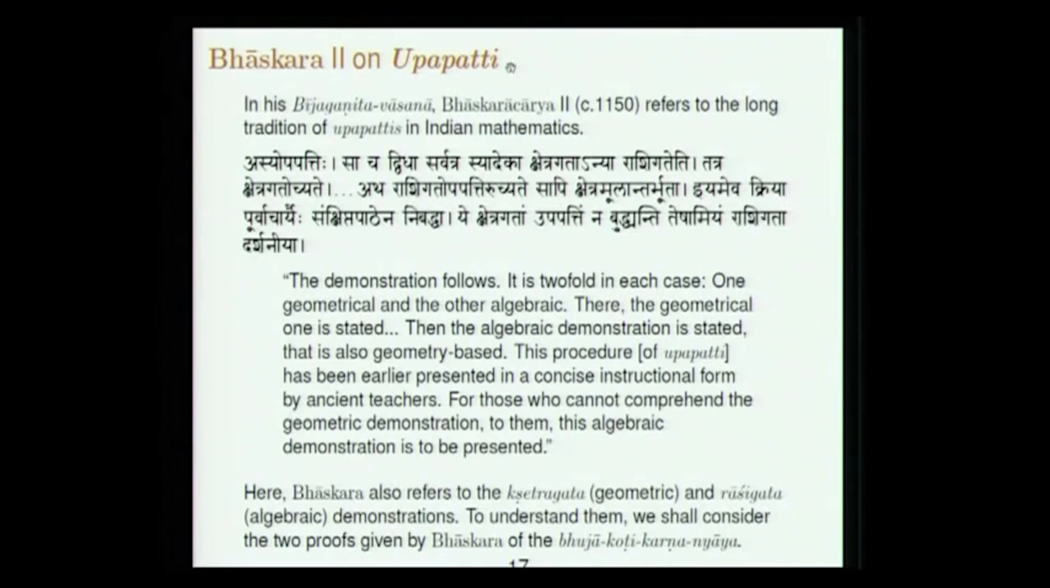Now, how do they actually prove results? What does Bhaskara say about these proofs? In the Bijaganita Vasana, Bhaskara gives a proof of the Pythagoras theorem, or the Bhujakoti Karna Nyaya, and he says there are two kinds of ways in which you can prove: Kshetragata and Rashigata. Kshetragata is geometrical, Rashigata is algebraic. Tatra Kshetragatochyate: first I will explain the geometrical. Then after some time he says, Atra Rashigato Upavatihi Uchyate, so then he will give the algebraic. Sapi Kshetra Moolantarbhuta, that is also based upon geometry only. Iyameva Kriya Purvacharyaihi Sankshipta Pathena Nibaddha.